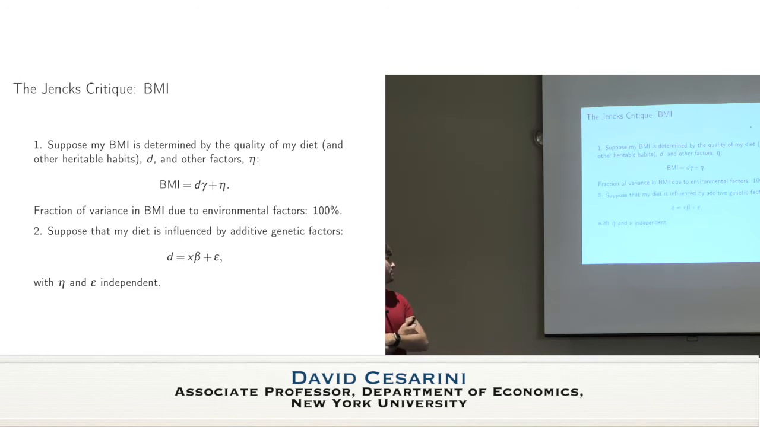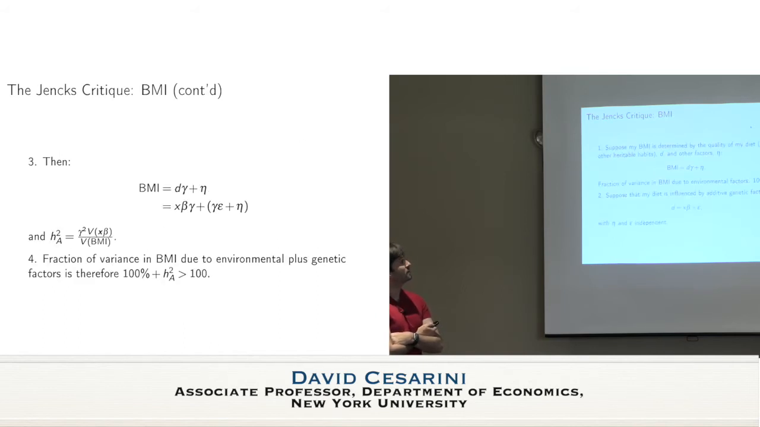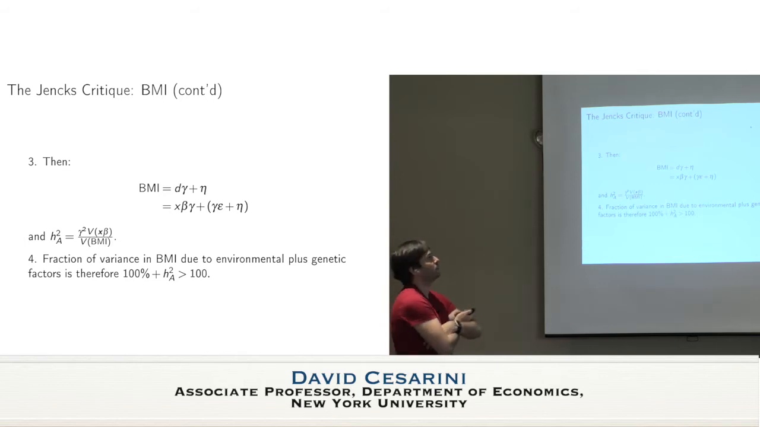Now suppose that my diet and these other things are influenced by some additive genetic factors. You just substitute that second equation into the first and rearrange, and what you get is some heritability that depends on this gamma parameter, the variance of X_B, over the variance of BMI. So what's the point of this example? The point is that if you calculate the fraction of variance in BMI due to the environmental plus genetic factors, you get a number greater than 100%, because we set it up so that all the genetic effects were operating through the environment.